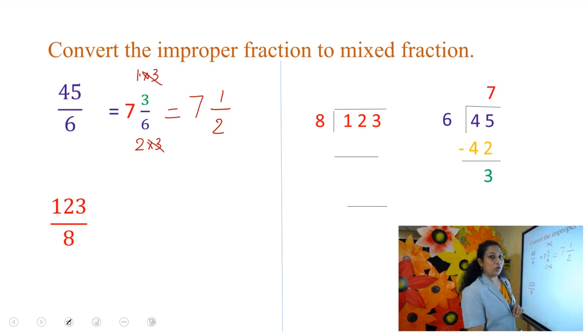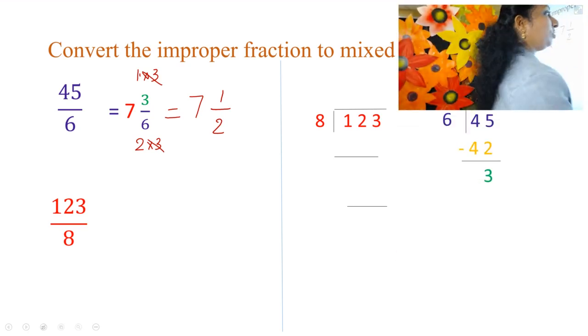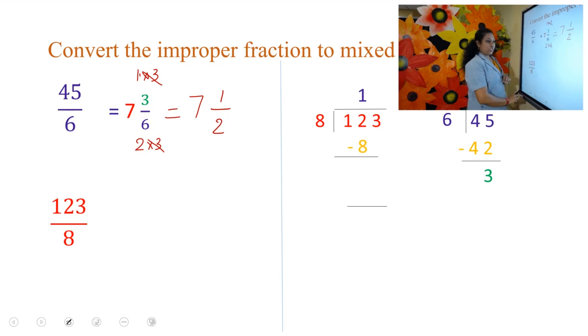How many times 8 will go? 1 is smaller than 8. So we'll take 12. How many times 8 will go in 12? Recite the table of 8. 8 into 1 is 8. When you subtract, you will get 4. Bring down 3. 8 5s are 40.